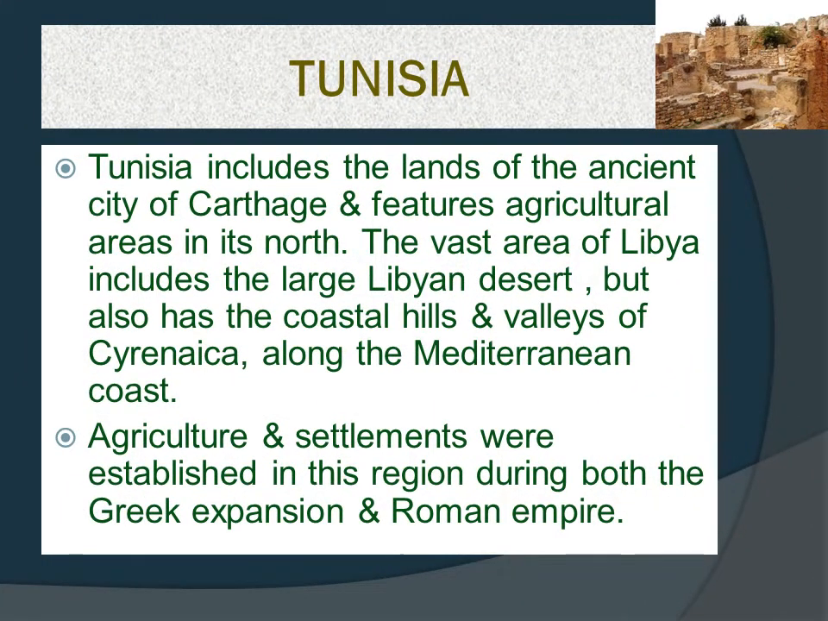See the country of Tunisia. Tunisia includes the land of the ancient city of Carthage and features agricultural areas in its north. The vast area of Libya includes the large Libyan desert, but also has the coastal hills and valleys of Cyrenaica along the Mediterranean coast. Agriculture and settlements were established in this region during both the Greek expansion and Roman Empire.